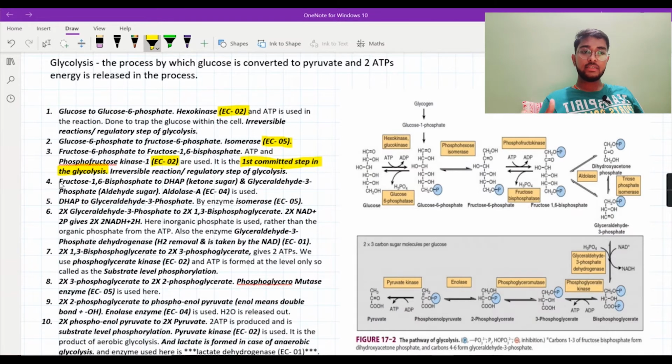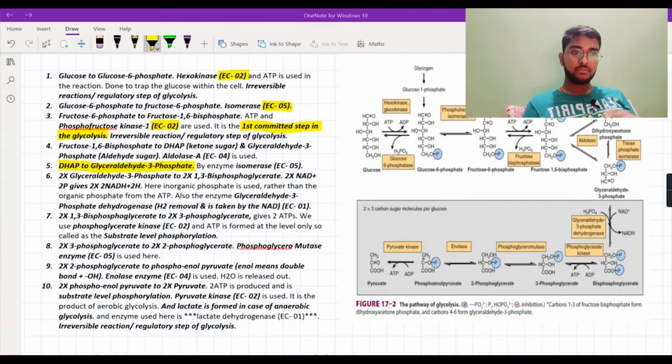Then the fifth reaction is the conversion of DHAP to glyceraldehyde 3-phosphate, and this also occurs by the enzyme isomerase because the ketone and the aldehyde are isomers of each other. So basically the ketone form is converted to the aldehyde form, that is, DHAP is converted to glyceraldehyde 3-phosphate. So these are the 5 steps of the investing phase, and we supply the ATP here to get the product. Up to this point we have the formation of 2 molecules of glyceraldehyde 3-phosphate.